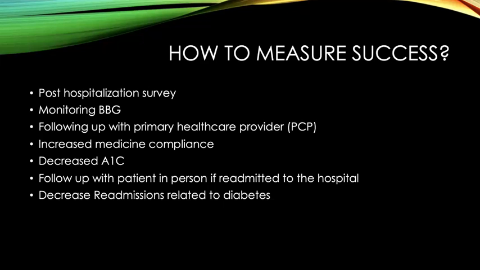Following up with a primary health care provider, the patient will be able to ask questions about their care there with the MD or the NP. The primary care provider can ask about medication compliance. An A1C can be drawn in 3 months to see if glucose levels are trending down. If a patient is readmitted to the hospital, a trigger will alert the team and the patient can be seen again by the Decreasing Diabetes Program team members. The goal is to decrease readmissions related to diabetes complications.